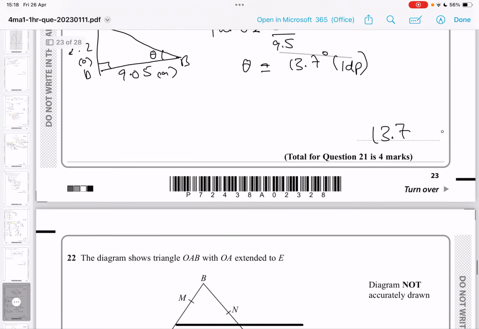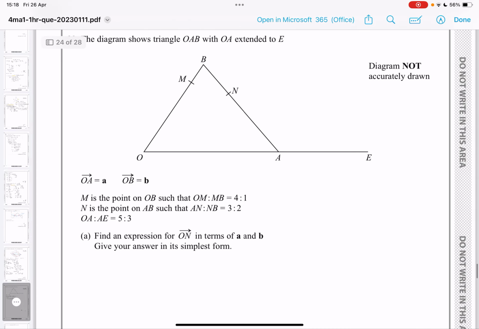Next question. The diagram shows triangle OAB with OA extended to E. OA is A, let me label that, and OB is B. M is the point on OB such that OM to MB is equal to 4 to 1. N is the point on AB such that AN to NB is equal to 3 to 2. OA to AE is equal to 5 to 3. Find an expression for ON in terms of A and B. So we need to work out this vector.